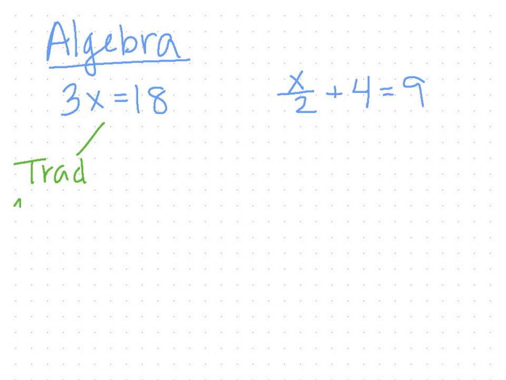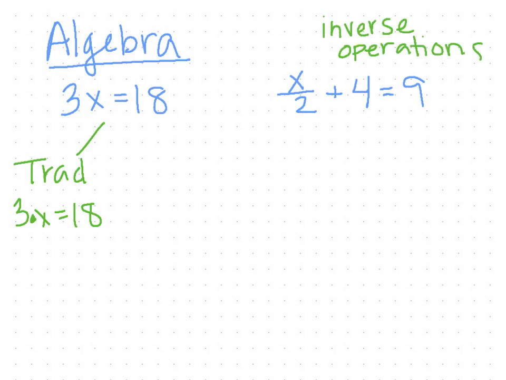So traditional method, 3x equals 18. We want to recognize that between the 3 and the x is hidden multiplication. And we want to remember our inverse operations. Inverse is a fancy word for opposite. And the opposite or inverse operation of multiplication is division. So we're going to divide by 3. 3 divided by 3 is 1x, and 18 divided by 3 is 6. And there is our answer.